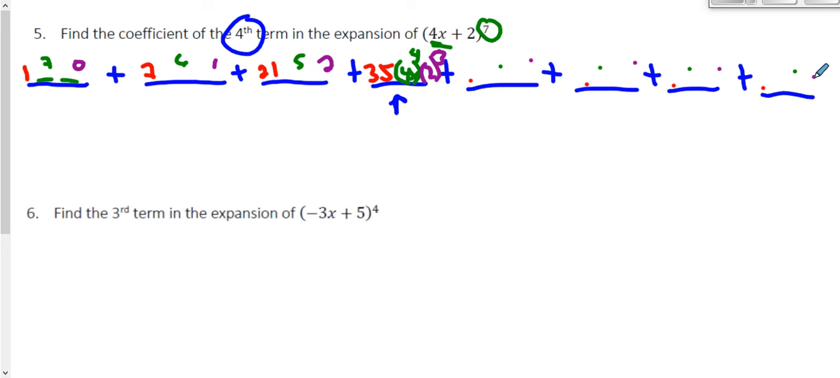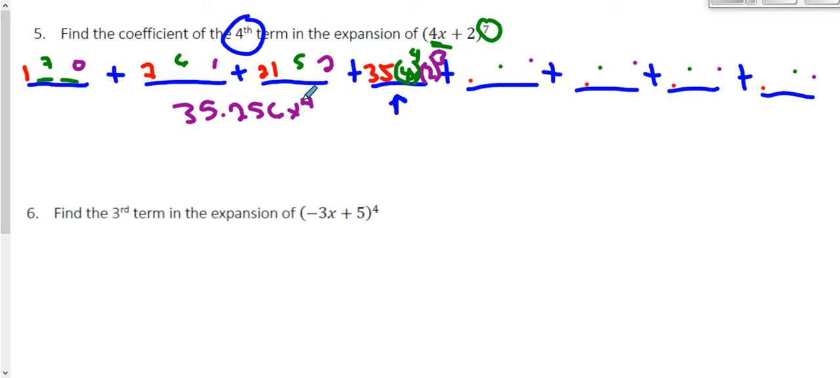Now that I have it set up, let's go ahead and take a look at simplifying it. So the 35 will be the number 35. 4x to the fourth means 4x times 4x times 4x times 4x. I have to do 4 times 4 times 4 times 4, which is 256. And then x to the fourth as well, which is going to be x to the fourth. My next term, 2 to the third power, 2 times 2 times 2, is the number 8.